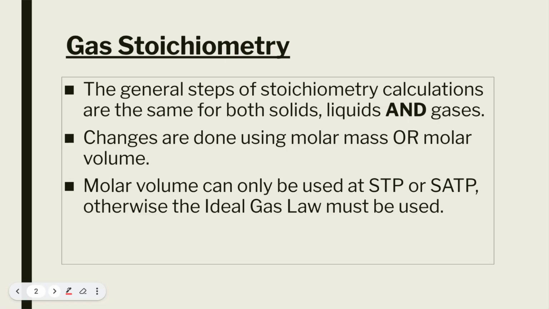We can use the formulas for molar mass, or if you have learned molar volume, you can apply those formulas as well. If you have not learned about molar volume, that's okay. You don't need to know it in order to do stoichiometry. And the reason is molar volume is limiting in terms that you can only use it if you have STP or SATP conditions. So again, if you've learned about molar volume, great. If you haven't, it doesn't matter because you can always use the ideal gas law at any of these conditions.